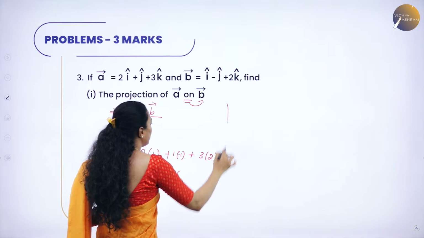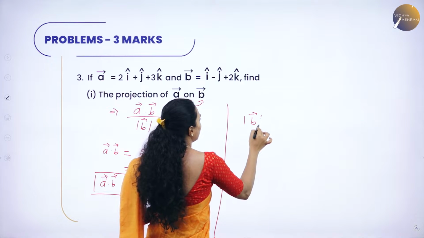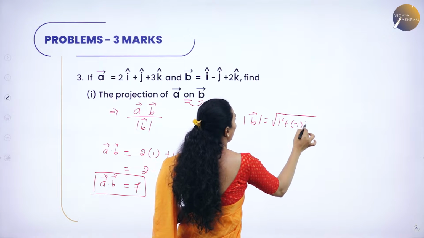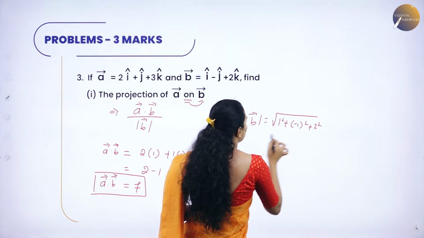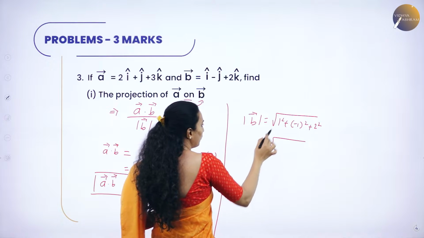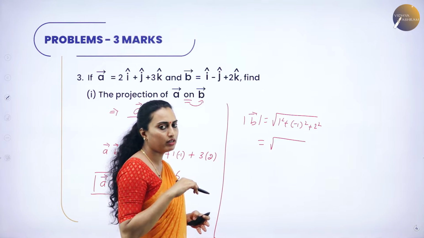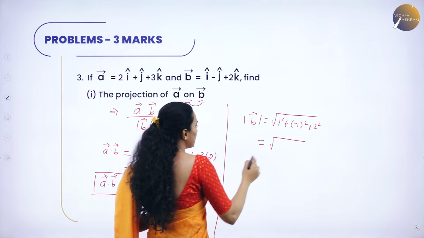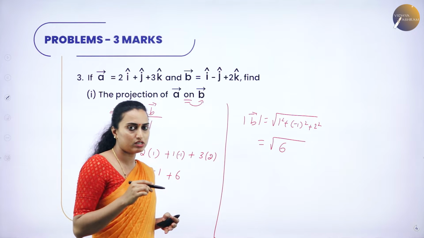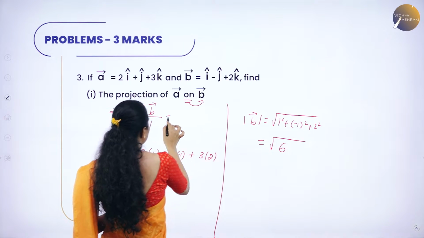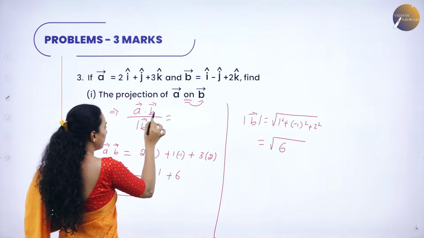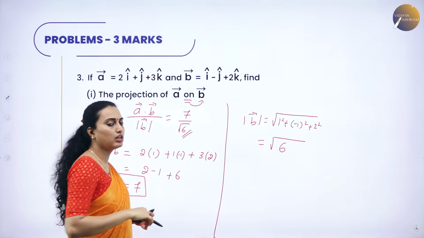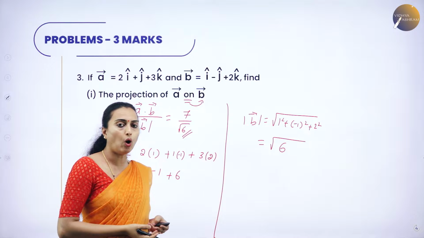Now you need to calculate the magnitude of B vector. So magnitude of B vector is square root of 1 squared plus minus 1 squared plus 2 squared. Under the root, 1 squared is 1, minus 1 squared is also 1, which becomes 1 plus 1, 2. 2 squared is 4, 4 plus 2 is 6. Under the root 6 you can write it. Now calculate this by substituting. So 7 divided by root 6, and this is your answer. You are going to get the projection of A on B vector.